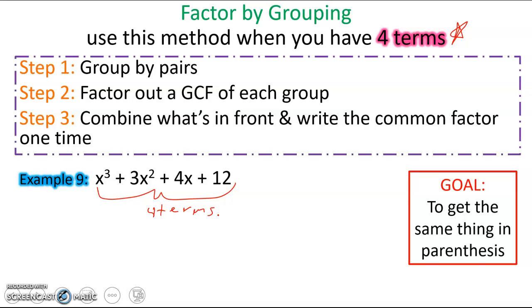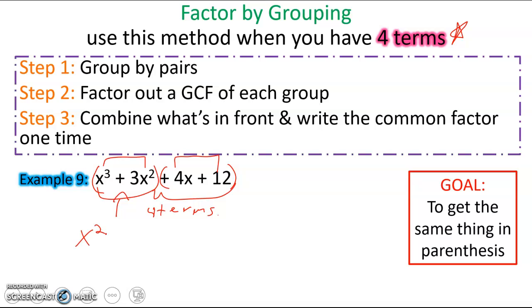The way we do factor by grouping is we split up our polynomial into 2 sets of parentheses. Then we look for a GCF in only this first parenthesis, and then a GCF in only this second parenthesis. If you look at the GCF of the first parenthesis, the x to the third power plus 3x squared, you can only take out x squared.